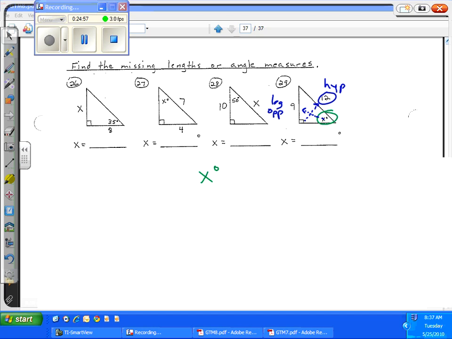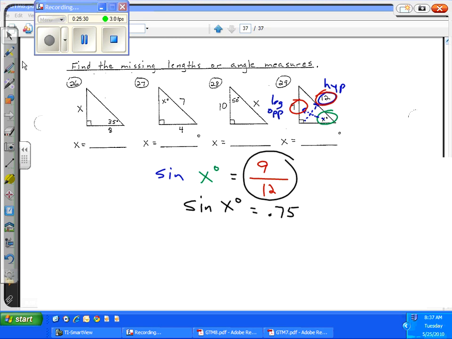We have leg opposite, hypotenuse. Leg opposite, hypotenuse is sine. We have sine x degrees is equal to, now we do what sine says to set up the fraction. Sine says leg opposite 9 goes over hypotenuse 12. Now it's order of operations time. We do what we can to simplify. We can do that division. So we do 9 divided by 12, which is going to give us 0.75. We've done all we can do to simplify.